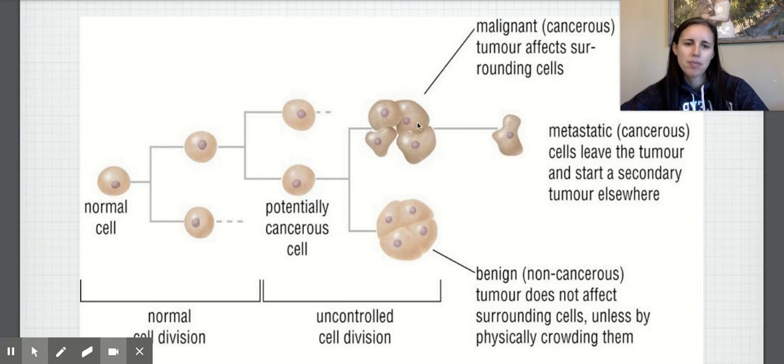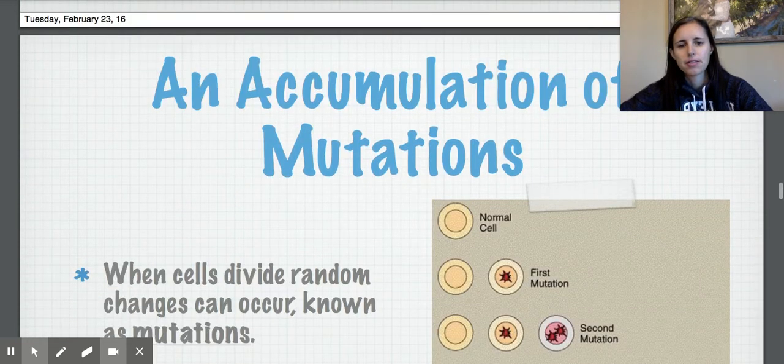You can also have a piece of this tumor break off and travel. That's that idea of metastasis. So if this cell travels, leaves the tumor, travels to another body site and starts a new tumor, that's an example of metastasis, cancer traveling to other parts of the body.